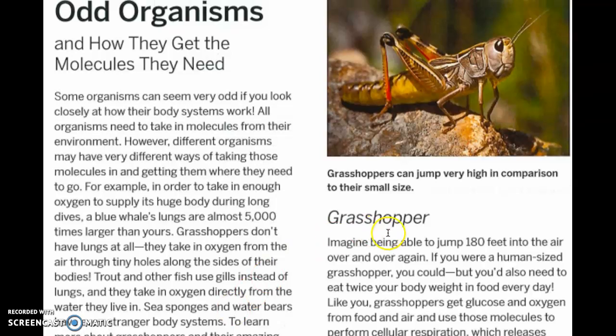Okay, I have a picture here and facts about a grasshopper. Grasshoppers can jump very high in comparison to their small size. Well, let's look at the grasshopper's body. They jump very high. They have these little sticky legs. They look like they're pretty small, so maybe that helps them jump high with their size. And then they have these giant legs on the back here.